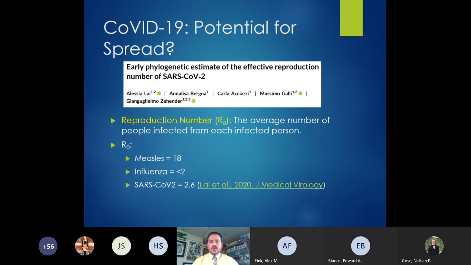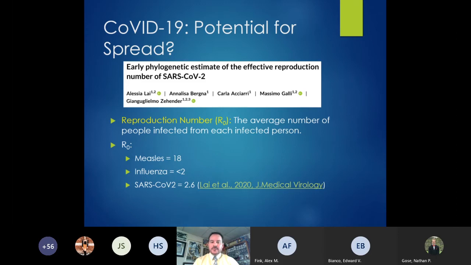Okay, so we talked last time about the reproduction number. Reproduction number, again, is the average number of people that would be infected from each infected person. So if I'm infected, what's the average number of people that I will transmit the virus to? And this is huge. It has lots of implications to predict spread, implications on the potential for spread.